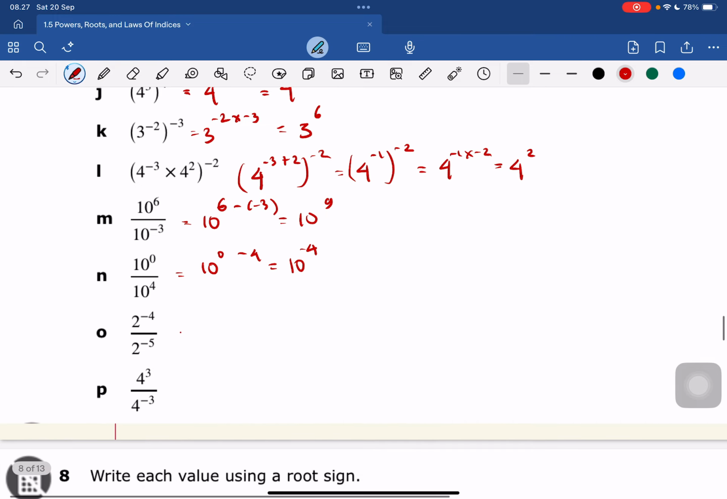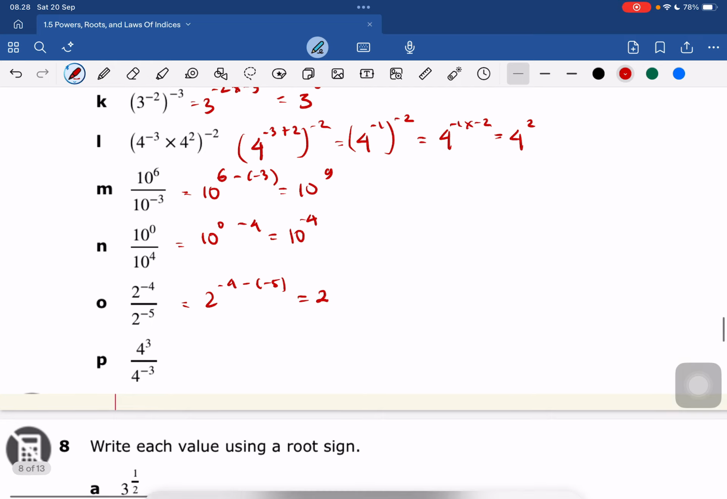Next number, 2 power of minus 4, we minus by minus 5. So this is equal to 2 power of 1. We don't have to write it. Next is 4 power of 3 minus minus 3. This is equal to 4 power of 6.